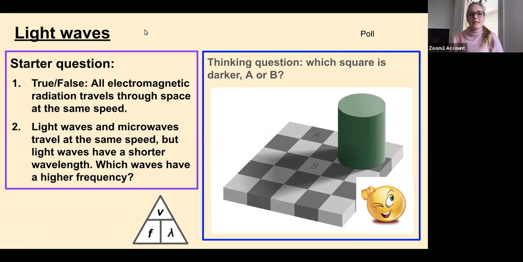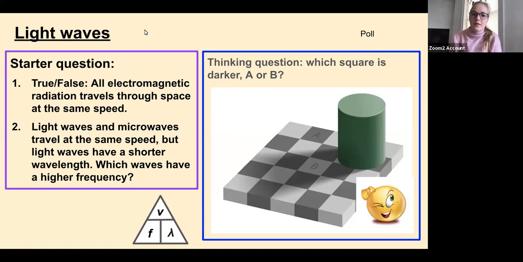Great. All right, let's start by going over these questions. For question 1, all electromagnetic radiation travels through space at the same speed. This is actually true. All of the forms of electromagnetic radiation, so that's infrared, microwaves, radio waves, visible light, gamma rays, X-rays, all of them travel through a vacuum at the same speed. They all travel at the speed of light through a vacuum.